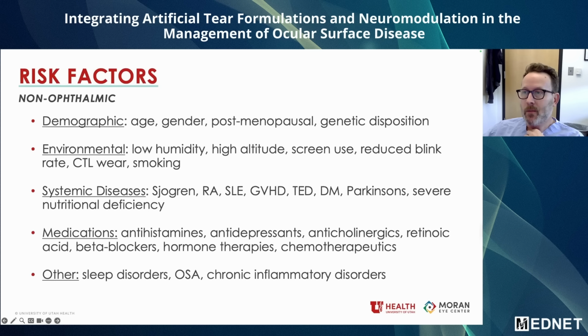There are a number of non-ophthalmic risk factors for ocular surface disease. Demographic features certainly play a role, as with every disease. The older you get, the more common it is. Ocular surface disease is a little more common in women than men, and especially in postmenopausal women. And there's also the thought that people can have a genetic disposition towards developing ocular surface disease.